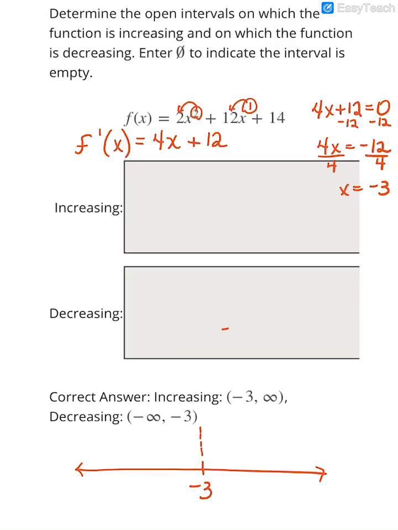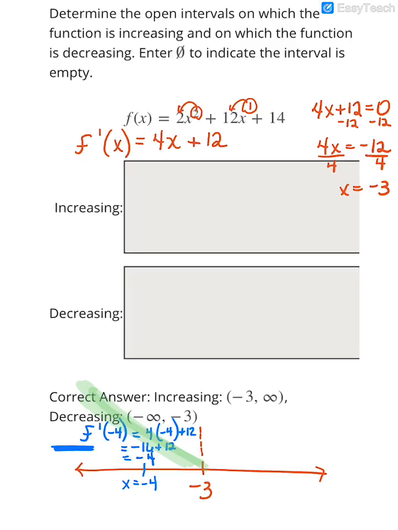For example, I could choose the point where x is equal to -4, and when I plug it into my first derivative, f prime of -4 would be 4 times -4 plus 12. In that case, I would get -16 plus 12, which would equal -4. I'm not so much interested in what the value is as I'm interested in the fact that it is negative. Because it is negative, that tells me the graph is decreasing on that interval.